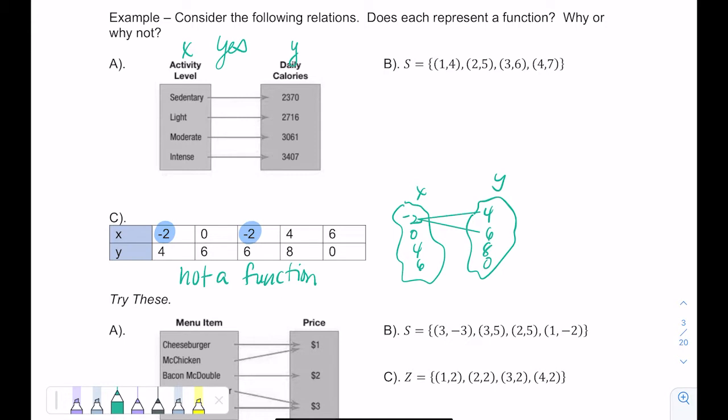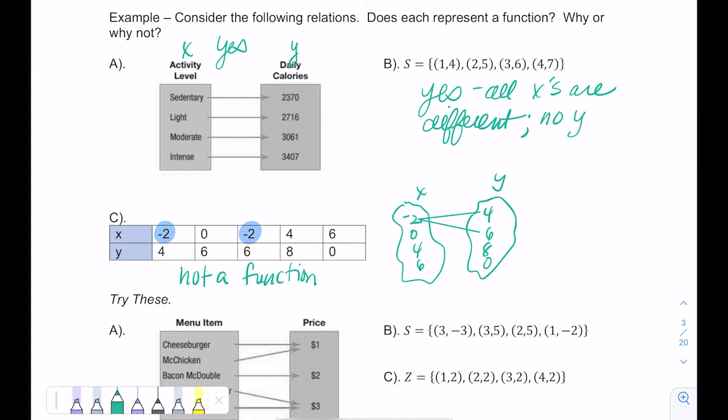If I look at B, we've got our relation S, and it equals those ordered pairs. And if I go through and look at all the x's, all of the x's are different. So that's one way to tell that it's a function. Also, as we said, none of the y's share the same x value. Every y has a different x.